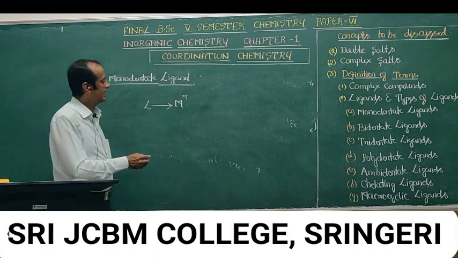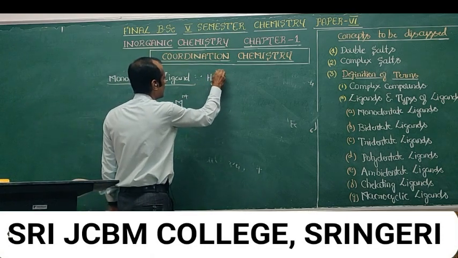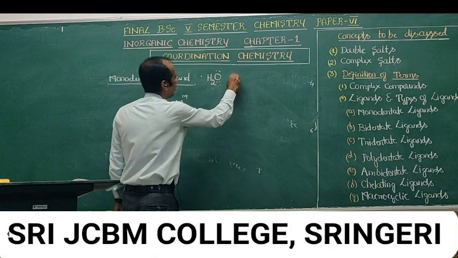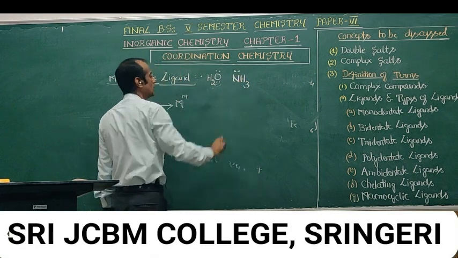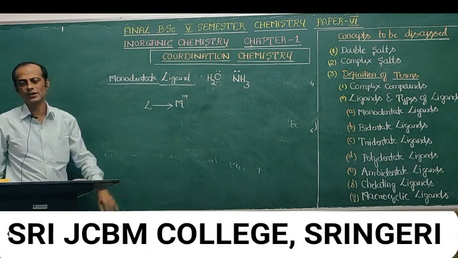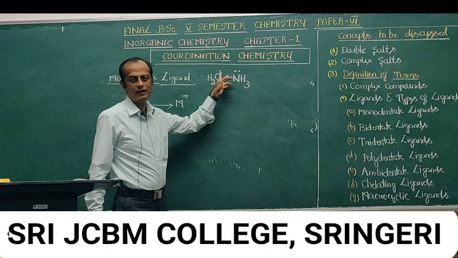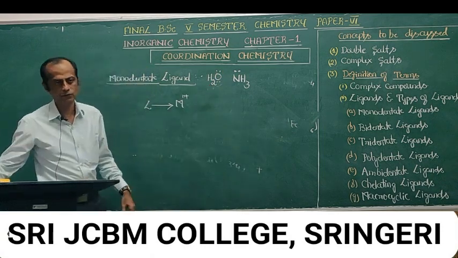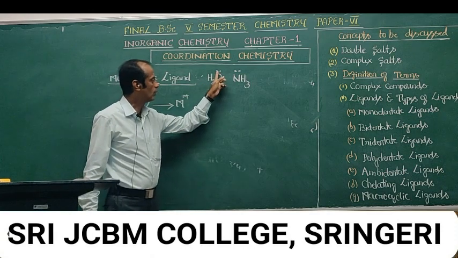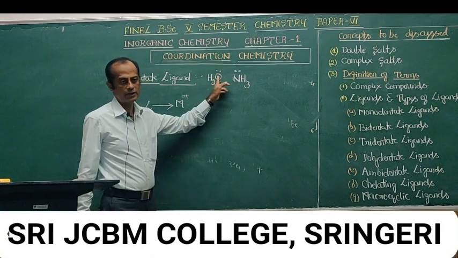So we can give many examples for monodentate ligand. H2O or NH3, etc. are monodentate ligands. Suppose we consider H2O, oxygen is the donor atom. Even though oxygen has two lone pairs of electrons, it can donate only one lone pair to the central metal atom to form a coordination bond.